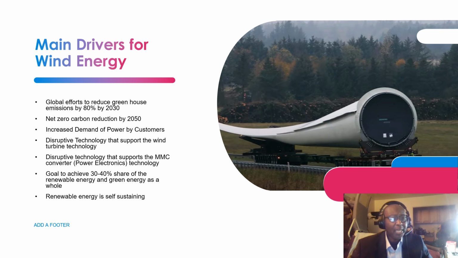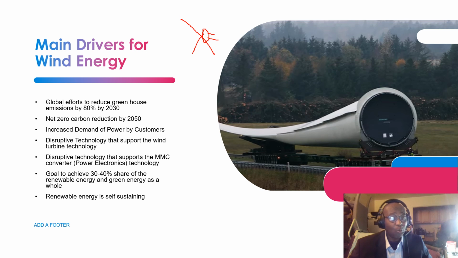Next, the main drivers for wind energy. What are the main drivers for wind energy? On the right-hand side, as you can see, that is a picture of a wind turbine blade. This is one of the three turbine blades that are attached to the wind turbine. If you have the hub here, these are the blades that are attached to it. So you can see how massive these wind turbine blades are, and this is just for one wind turbine. Just imagine a wind farm that consists of hundreds of these wind turbines. That amount of visual impact it can have.